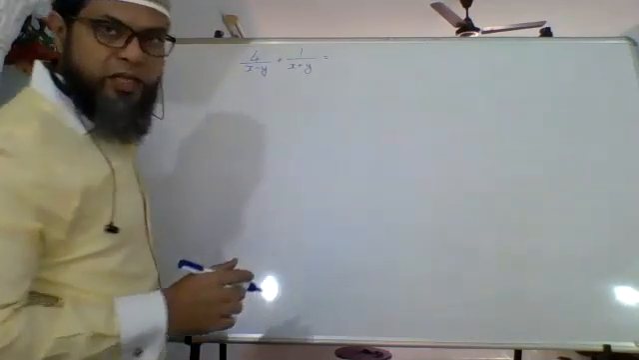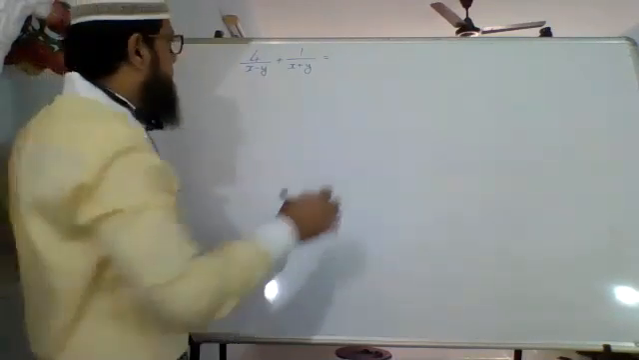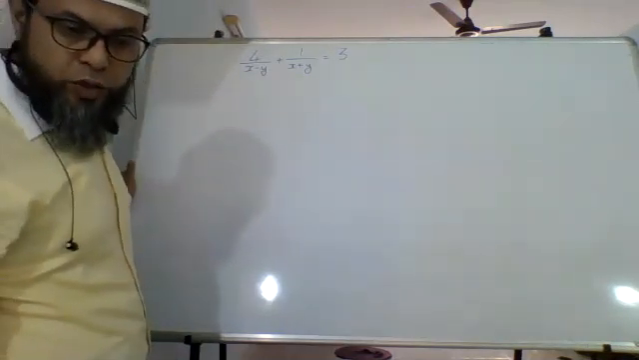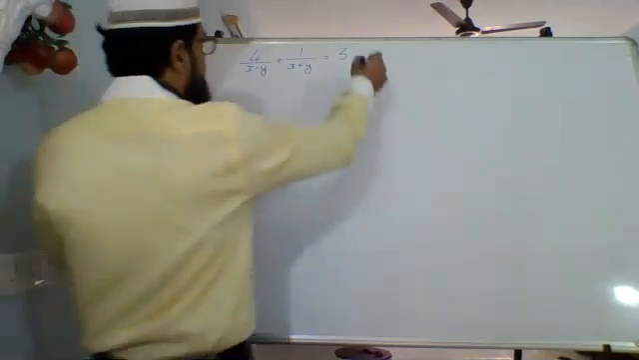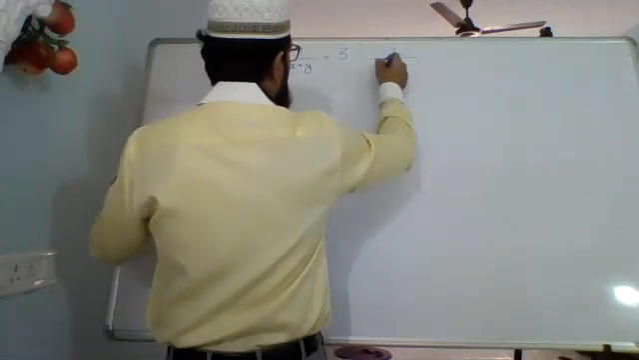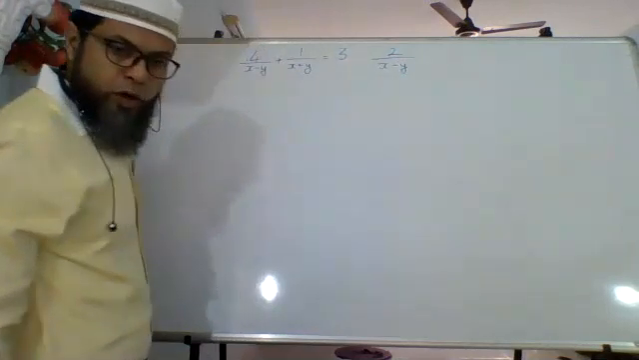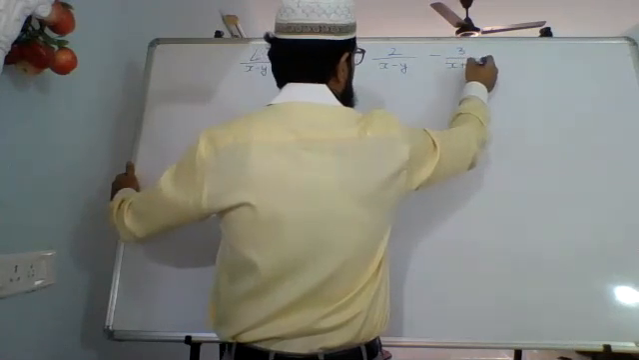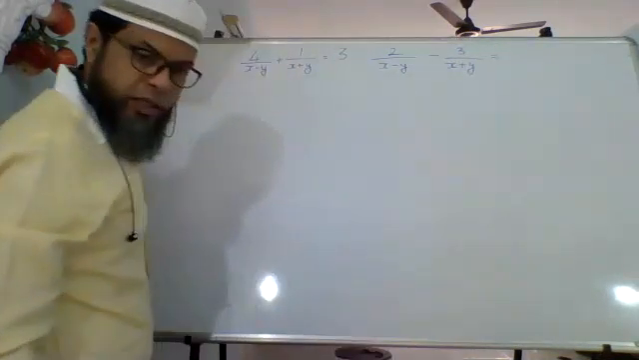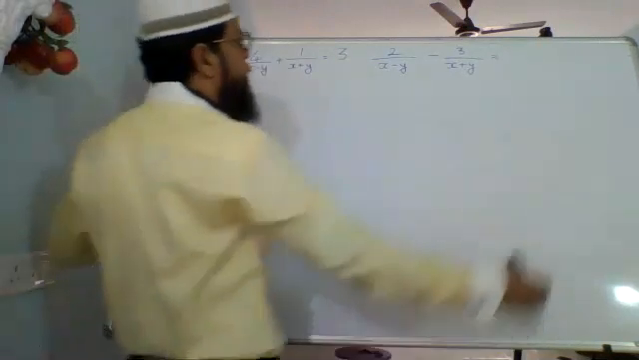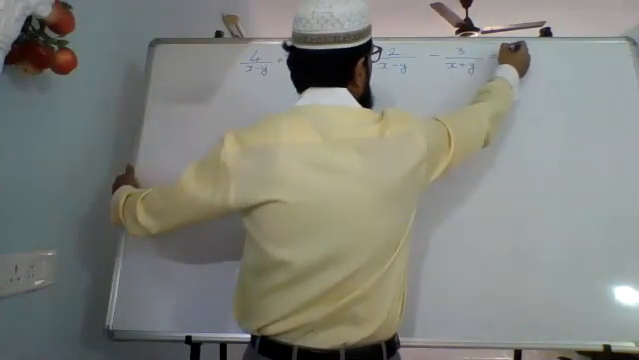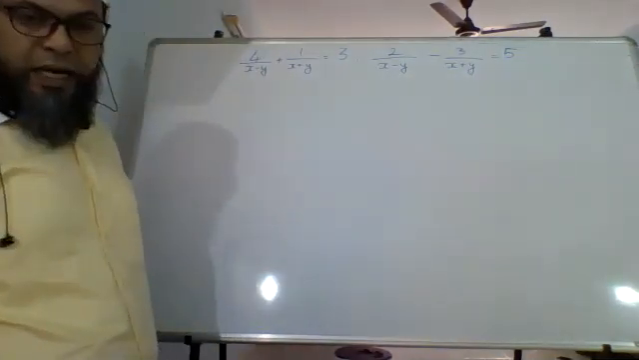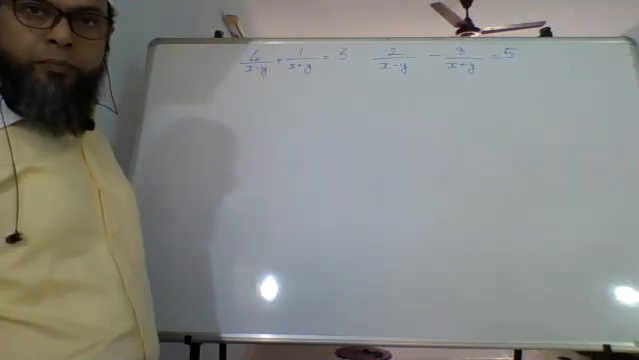4 upon x minus y plus 1 upon x plus y equals 3. That is one equation. The second equation is 2 upon x minus y minus 3 upon x plus y equals 5. Now here I cannot take 1 upon x or 1 upon y as a and b. If I do that, it will become very difficult to solve.